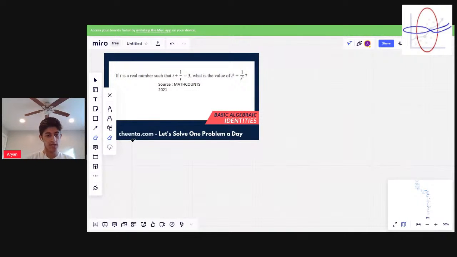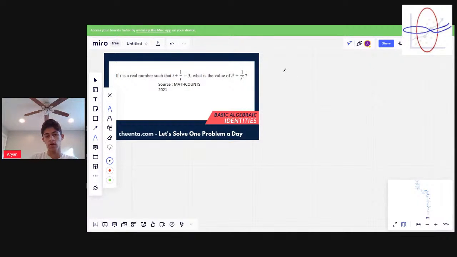Today we're going to be looking at the following MathCounts problem, and this problem is testing our knowledge of some basic algebraic identities. So let's start with a quick read. It's obviously quite a short problem. It's just saying that we have t, some real number, so that t plus 1 over t is 3, and we want to find t to the fifth plus 1 over t to the fifth.